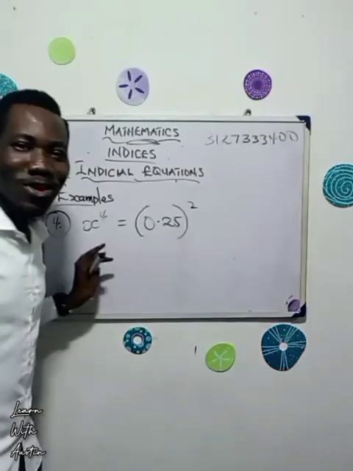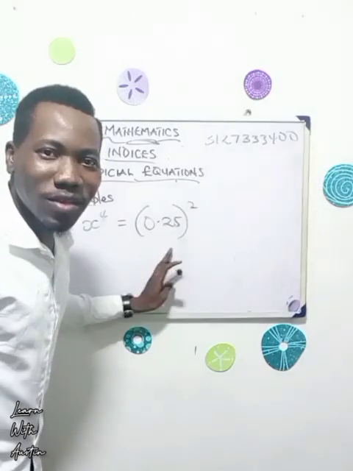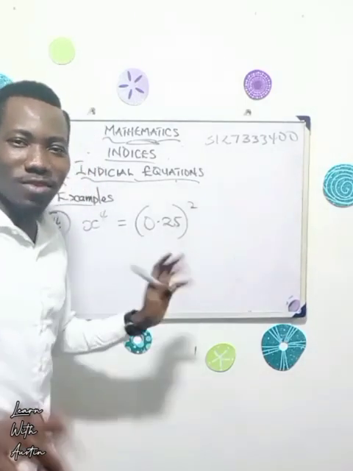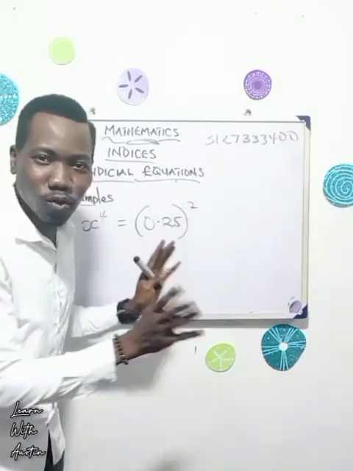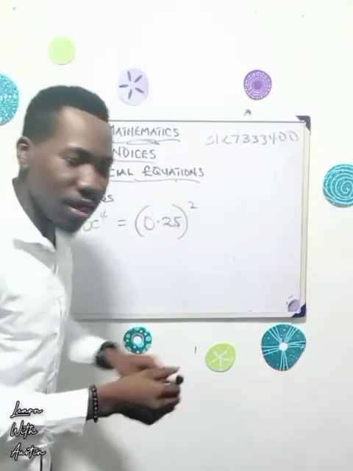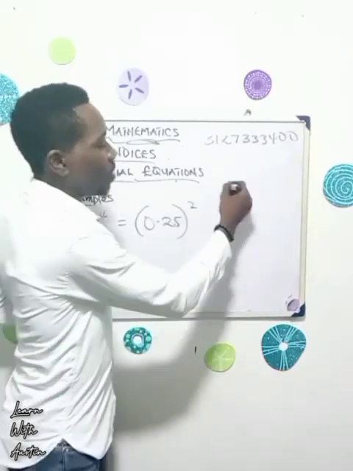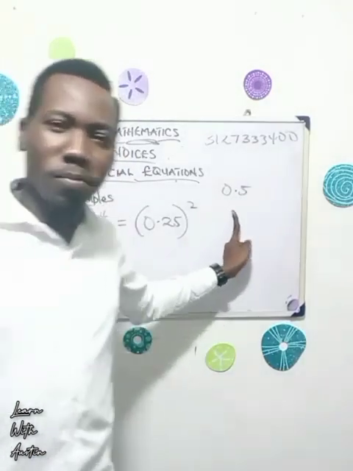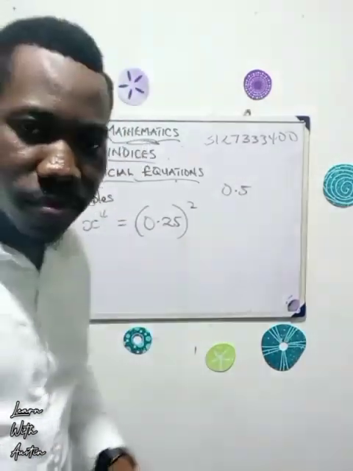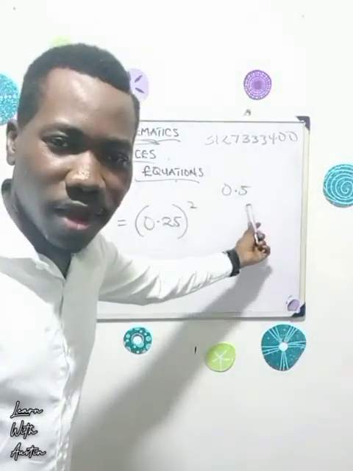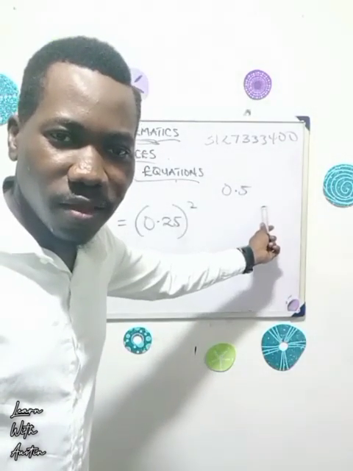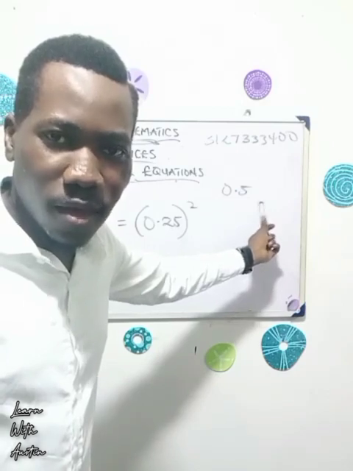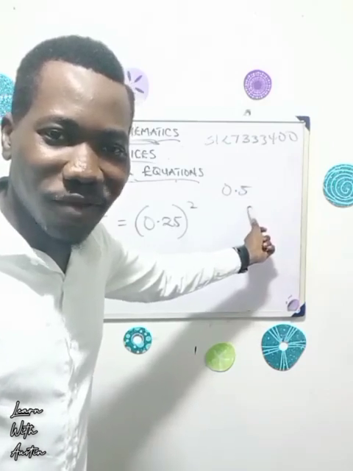Okay, let's pay attention. So x raised to the power of 4 equals 0.25 raised to the power of 2. First off, whenever you see a decimal like this, what you want to do is to first express it as a fraction. And in the last class, I said when you are expressing 0.5 as a fraction, let me ask first, what will 0.5 be as a fraction? Change the decimal to a fraction.